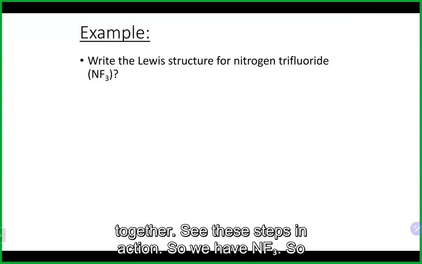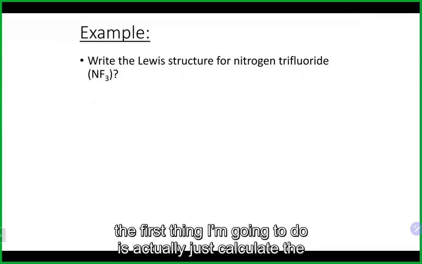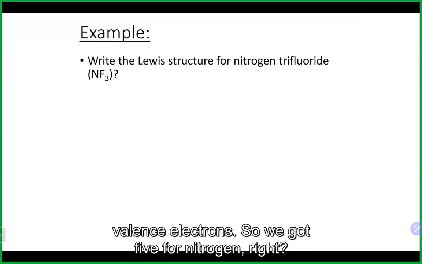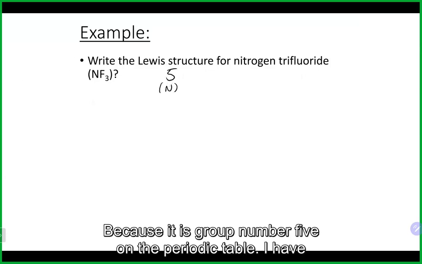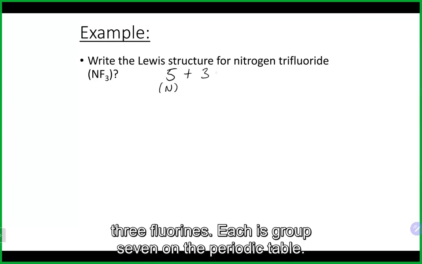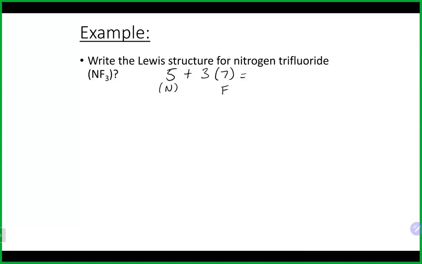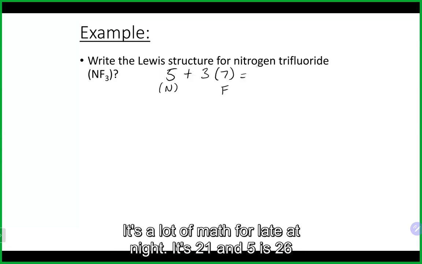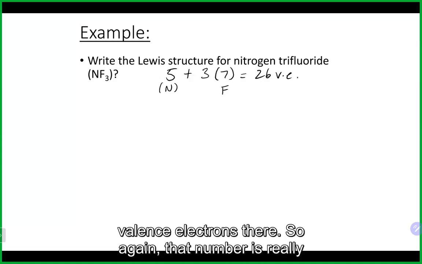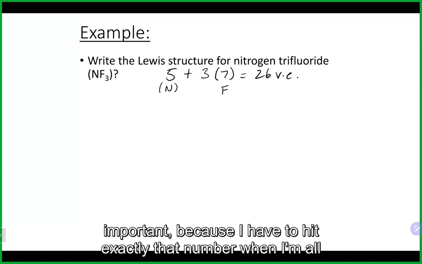So we have NF3. The first thing I'm going to do is calculate the valence electrons. We've got 5 for nitrogen, because it is group number 5 on the periodic table. I have 3 fluorines, each is group 7 on the periodic table. It's a lot of math for late at night. 21 and 5 is 26 valence electrons. That number is really important because I have to hit exactly that number when all is said and done.